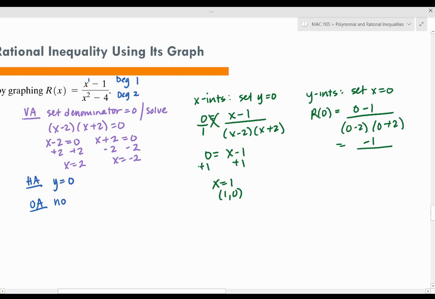And the denominator is going to give me negative 2 times 2, which is negative 4. And a negative divided by a negative is positive. So positive 1/4. So my y-intercept is (0, 1/4).